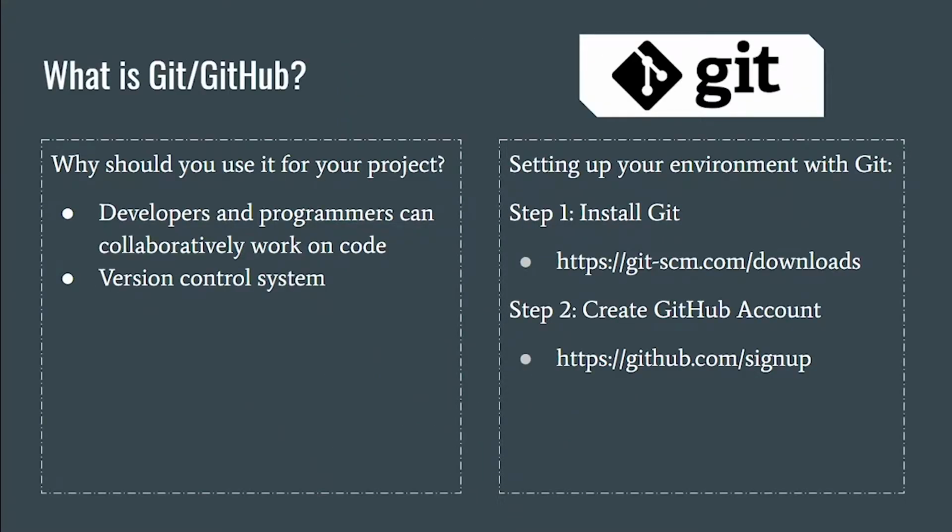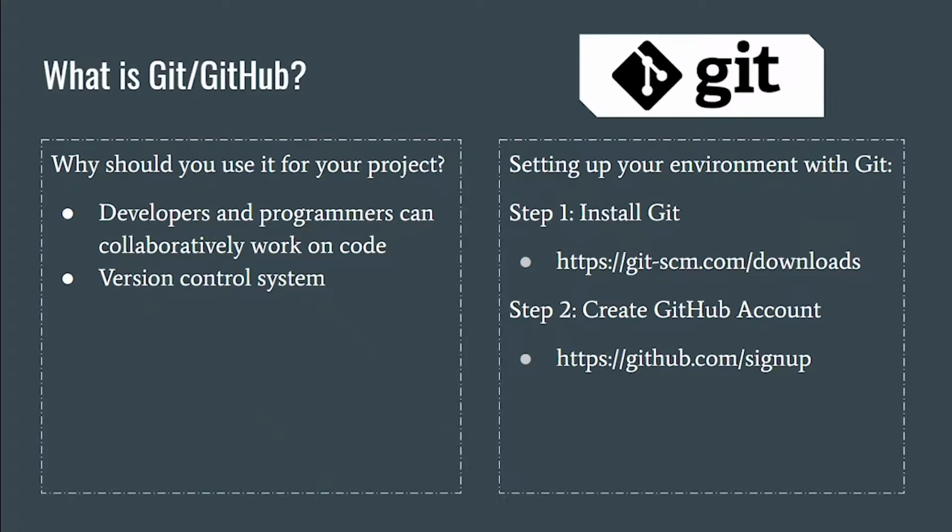So what is Git and what is GitHub? Git is a version control system to allow for seamless collaboration without compromising the integrity of the original project. And GitHub is an online system allowing you to see all of your Git repositories in one spot. So why should you use it for your project? It allows for an easy way for developers and programmers to collaboratively work on their code. And as I just stated, the primary feature is the version control system.